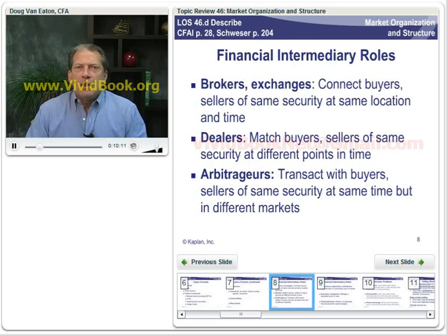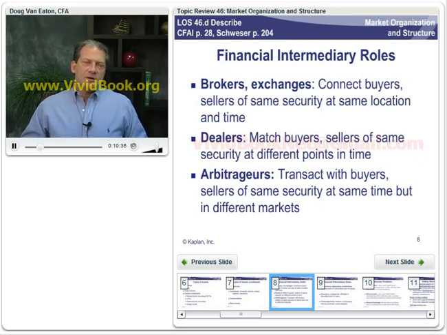Dealers, on the other hand, well, it says here match buyers and sellers of the same security at different points in time. I guess that's one way to say it, but really they buy and sell from their own inventory. So think real estate broker when you're trying to define a broker, and think about a used car dealer when you're thinking about a dealer, because they buy them and they put them on the lot, and then somebody comes and they look at it.